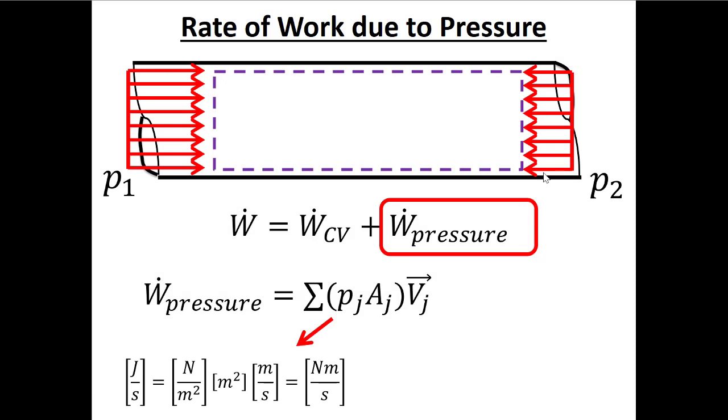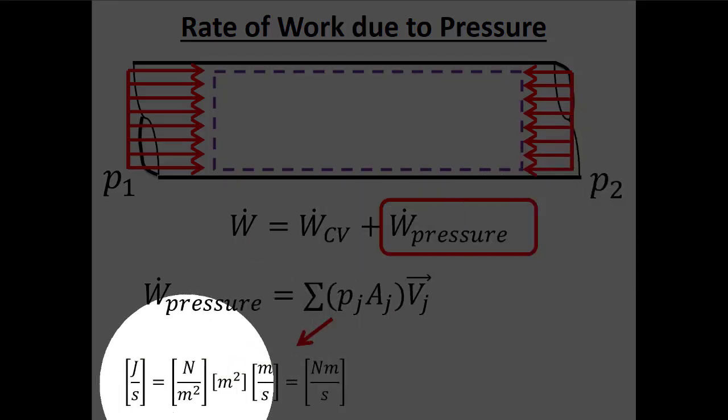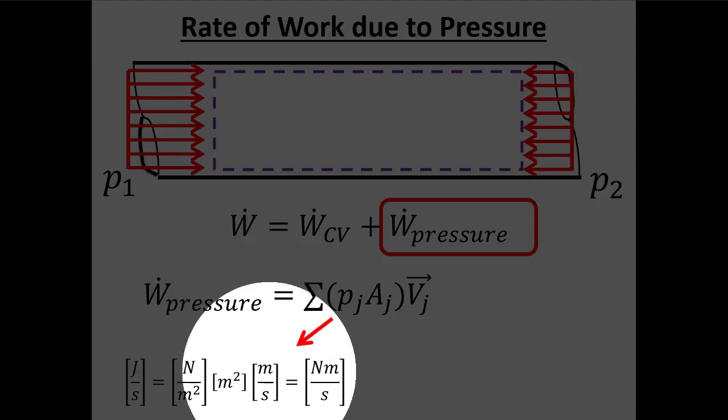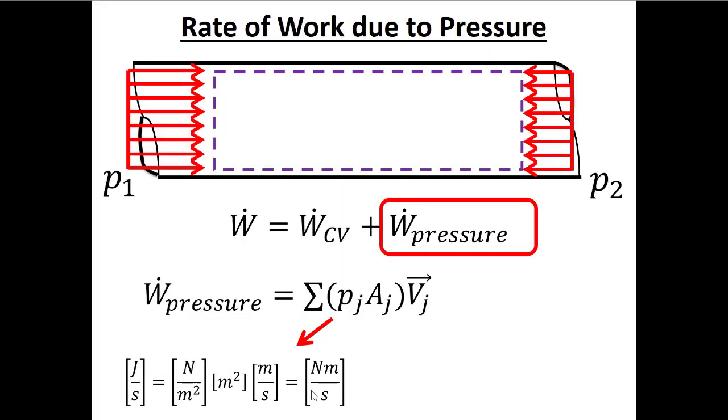So again, we might be skeptical of this, but we can check the units, right? We have a pressure, which is newtons per meter squared, times an area, that's meters squared. So that's going to cancel out. So I have newtons times velocity, which is meters per second, right? So newton meters per second, that's joules per second, and joules per second is watts. Watts is power, right? So this is a rate of energy over time. So that's good, right?